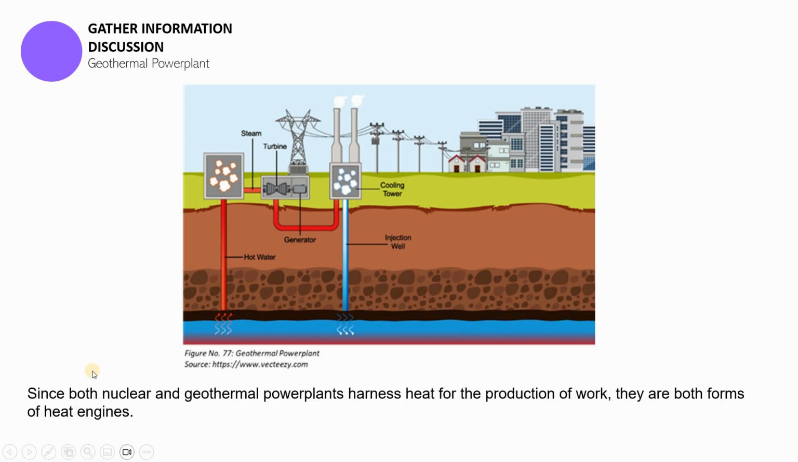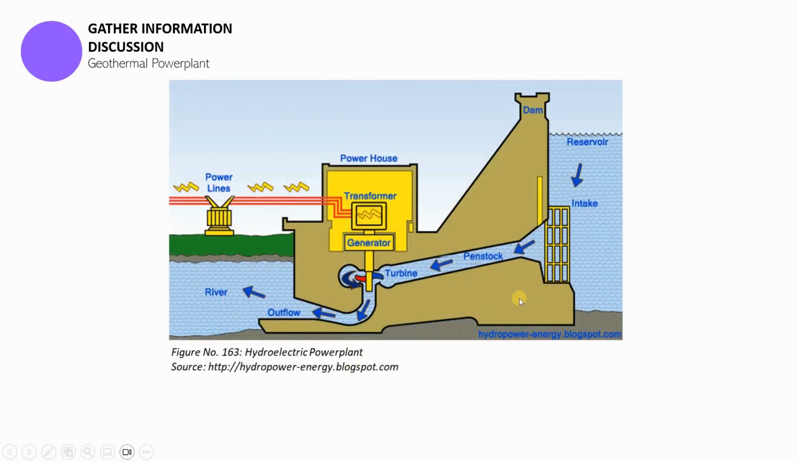Now, since both nuclear and geothermal power plants harness heat or thermal energy, they use or produce thermal energy for them to work, they're actually both forms of heat engines. Alright, the next one, we cannot really consider it as a heat engine, but it is a very reliable source of power, hydroelectric power plants.